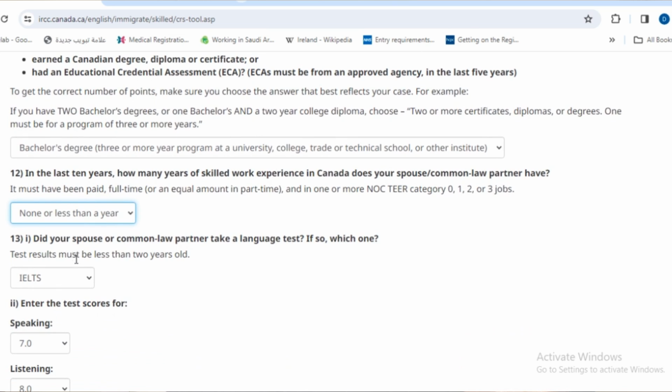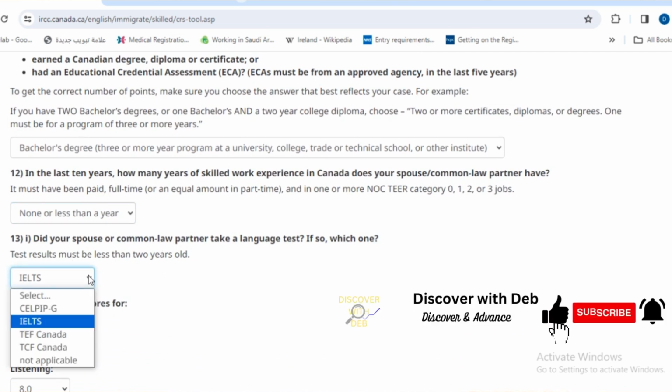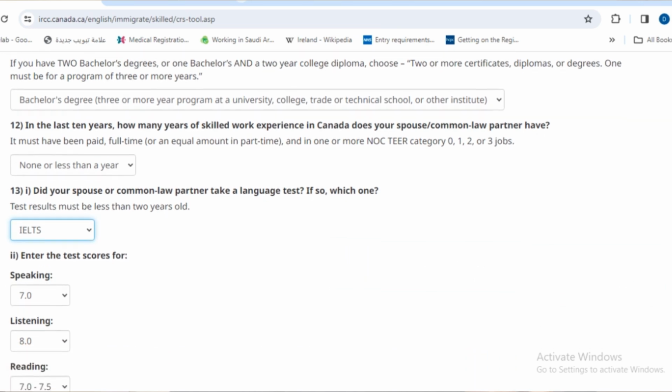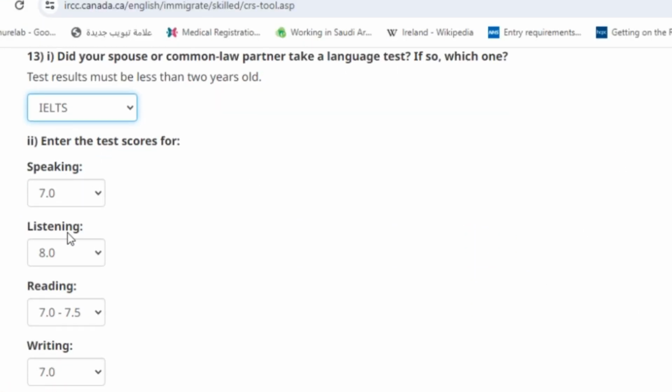And then, did your spouse or common law partner take a language test? If so, which one? So that's going to be IELTS. So here I've put the scores down. For speaking, he had a 7. For listening, he had an 8. Reading, 7.0 to 7.5. Writing, that's it, 7.